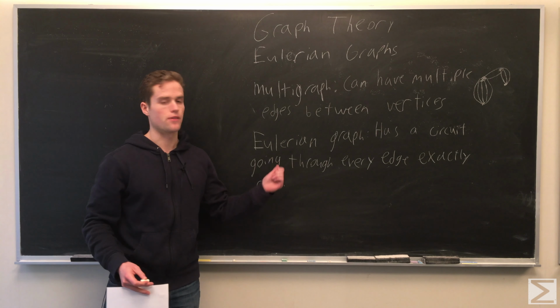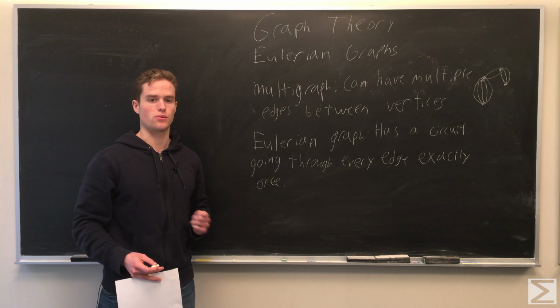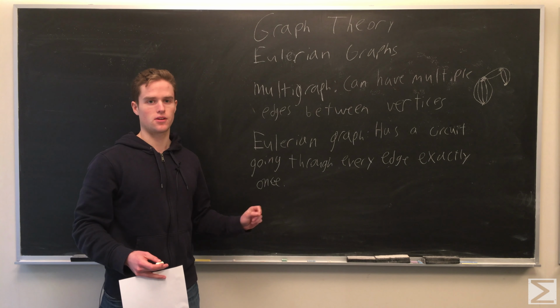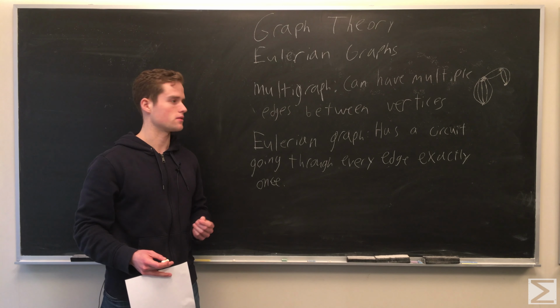An Eulerian graph is a graph where we have a circuit that goes through every edge exactly once. So it begins and ends in the same vertex, and every edge is gone through once in some path, some trail.